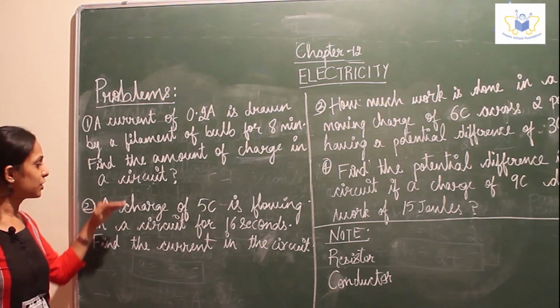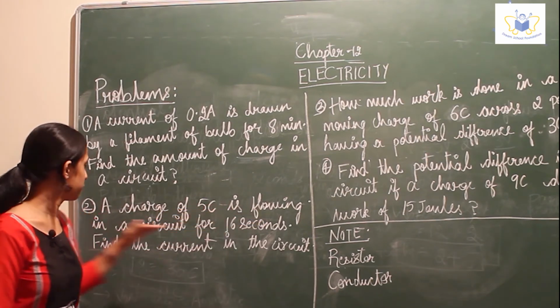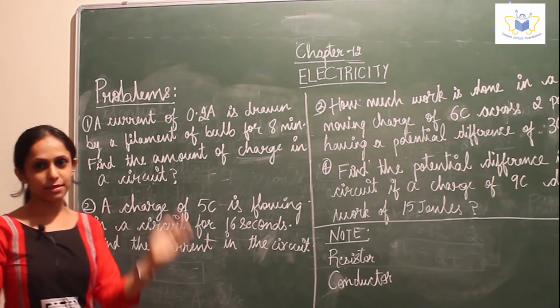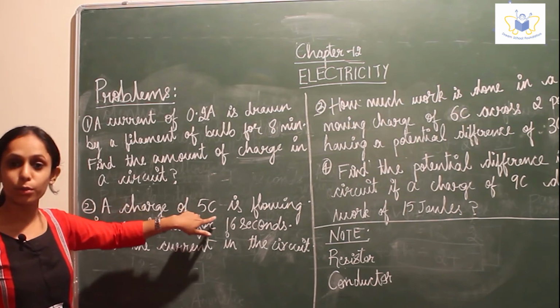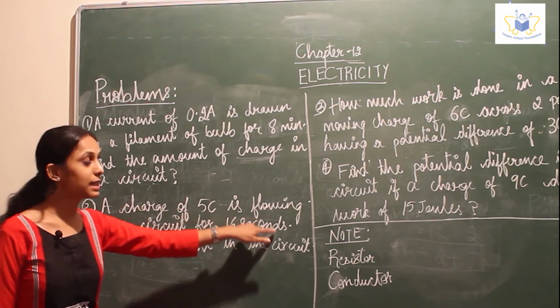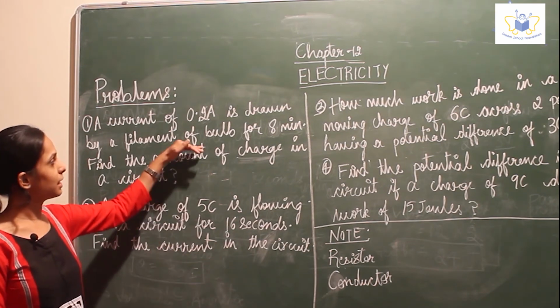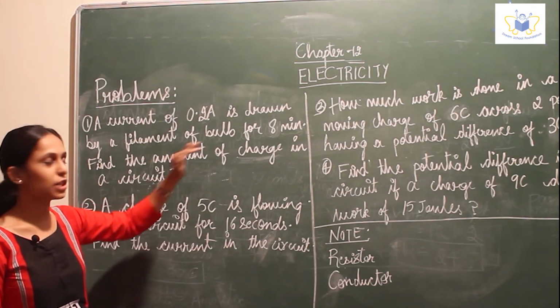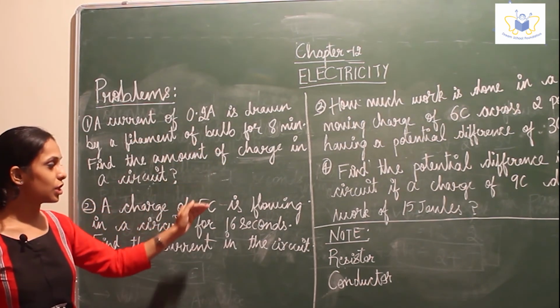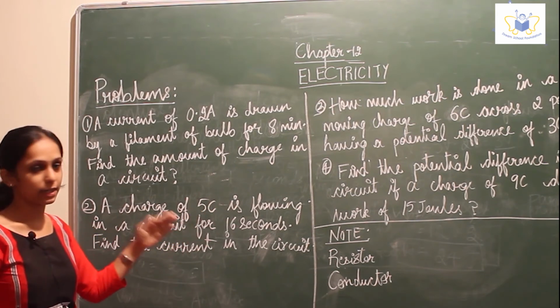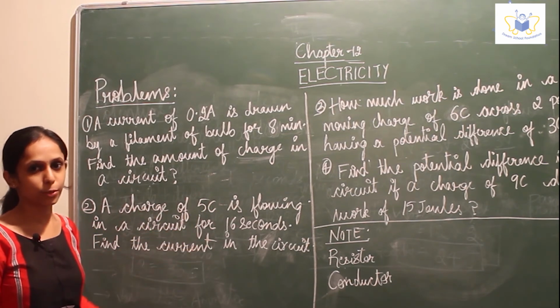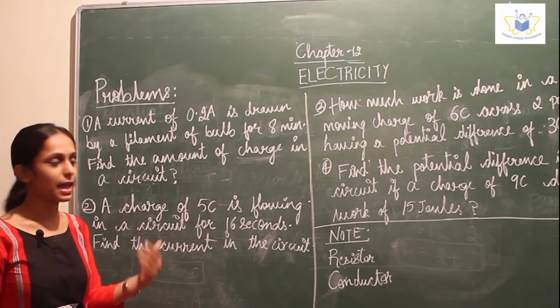Second question. A charge of 5 coulomb is flowing in a circuit. You have a circuit wherein 5 coulomb of charge is flowing for 16 seconds. Now you are supposed to find the current. Previously current was given, you found out charge. Now they have given you charge and time, find out current using same formula. I is equals to Q by T. So solve it, you will get an answer.